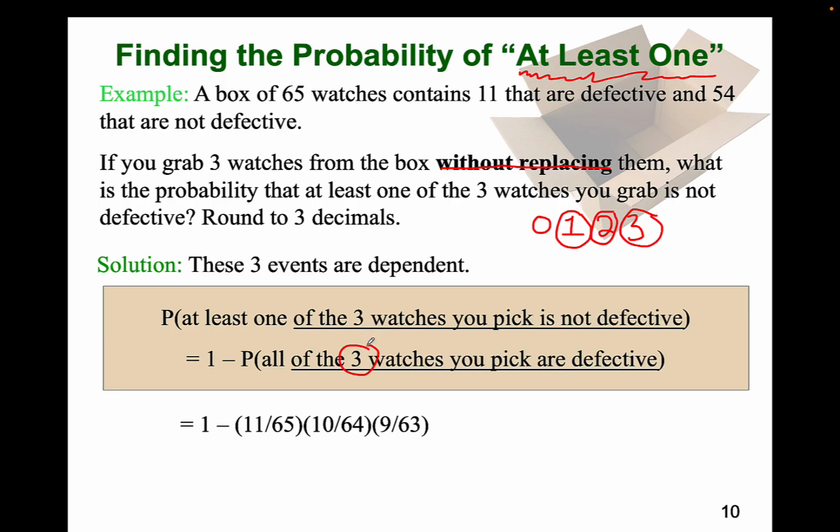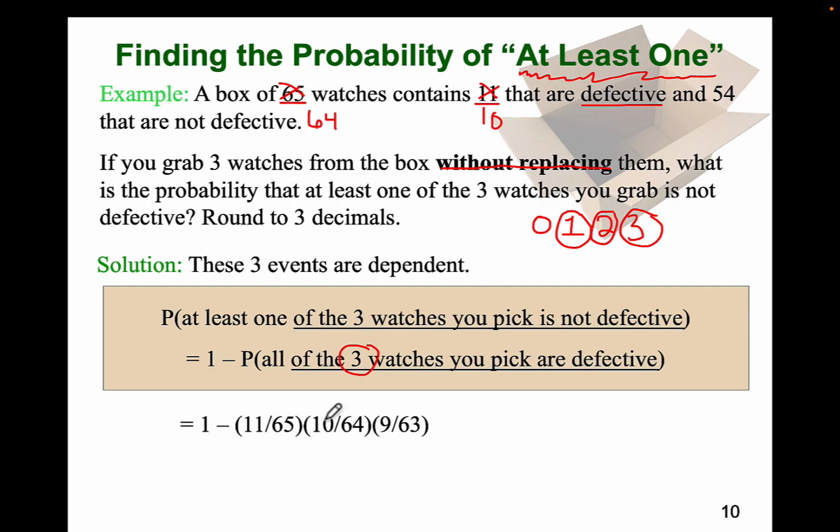First fraction would be 11 out of the 65. Where did that come from? Well, we're looking for the probability that the watch is defective, and we have 11 defective out of 65. So that's where the 11 out of 65 came from. Once that watch is taken out, the numbers change. Now we're down to 10 defective watches in the box out of a total of 64 watches.